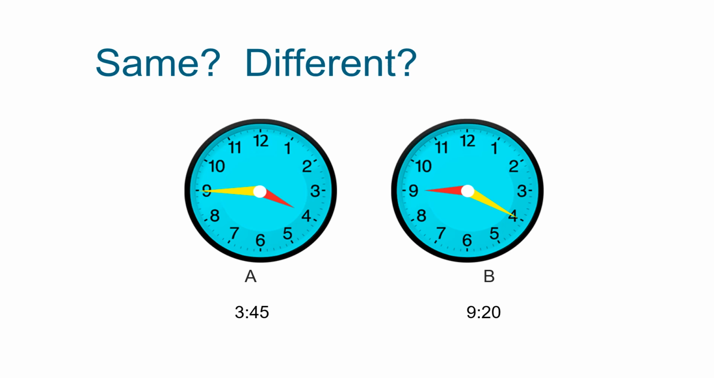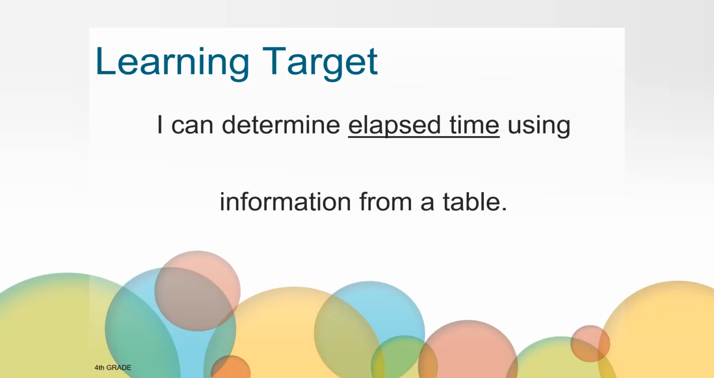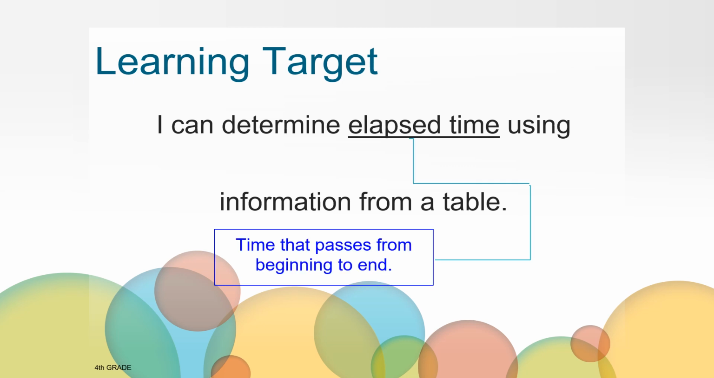Clock A shows 3:45. Clock B shows 9:20. By the end of today's lesson, you should be able to say, I can determine elapsed time using information from a table. What does elapsed time mean? Elapsed time means the time that passes from the beginning to the end of an activity.